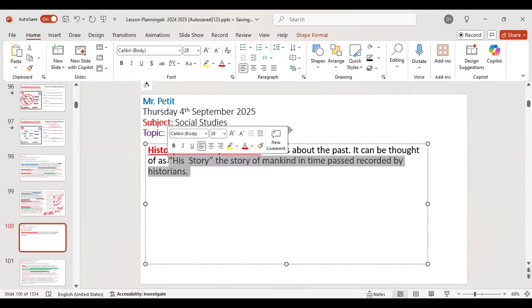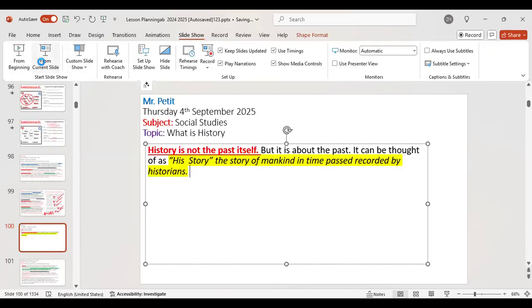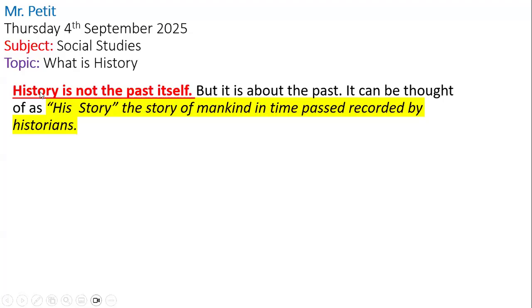Why do y'all think we can't say that history is the past itself? Let me highlight this. Because we were not there, right? I wasn't there, you weren't there, so we don't know exactly what happened, and nor will we ever know, right?